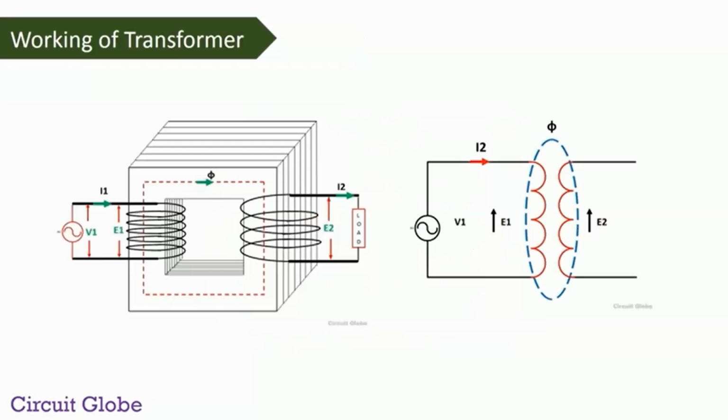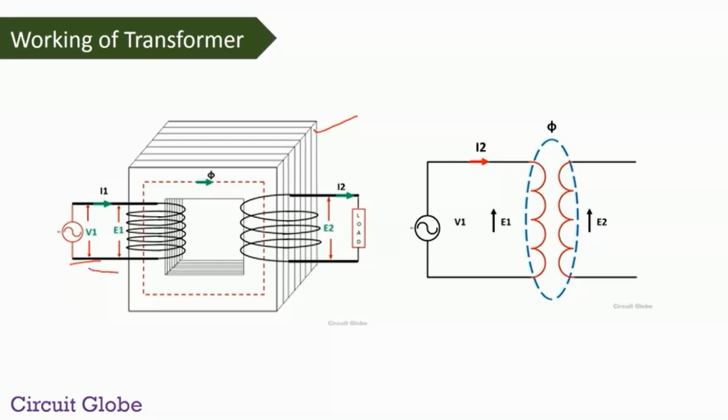Working of transformer. The transformer has mainly two main parts. These are the windings of the transformer and the core of the transformer. The core of the transformer is made of laminated silicon steel. This laminated silicon steel provides a very low reluctance path to the magnetic flux, and that's why we are using it for making the core of the transformer.